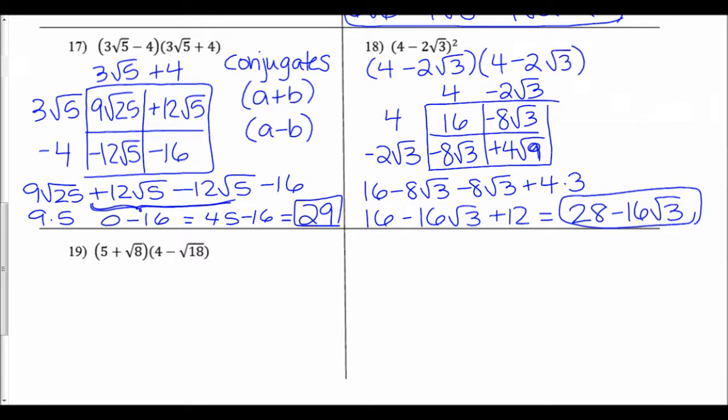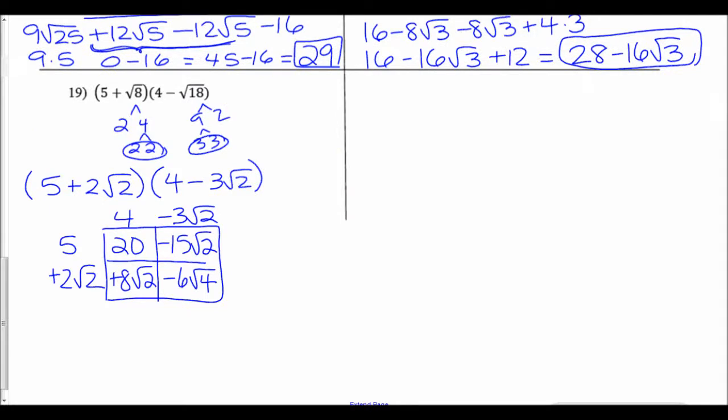In number 19, I want you to try and simplify the square root of 8 and the square root of 18 first. Then, multiply using boxes or FOIL to simplify the expression. Pause the video while you give this last example a try. I simplified the square root of 8 to 2 square roots of 2 and the square root of 18 to 3 square roots of 2.